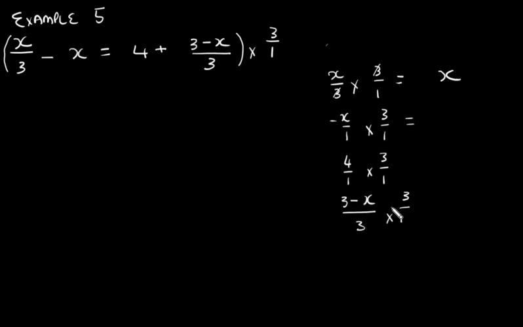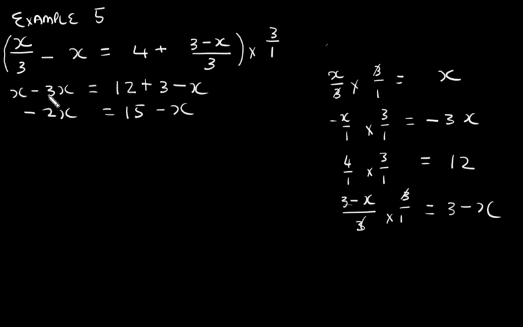And then we need to simplify this one. Let's just write down our other answers first. For the last one, (3 minus x) over 3 times 3 over 1. Again, the 3's will cancel. We're left with 1, and we are left with 3 minus x times 1, which remains 3 minus x. So we have x minus 3x is equal to 12 plus 3 minus x, which simplifies into minus 2x is equal to 15 minus x.